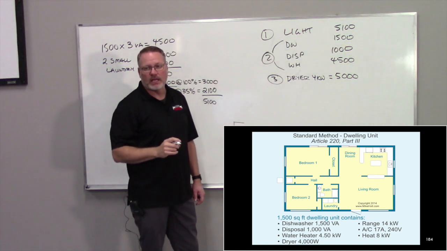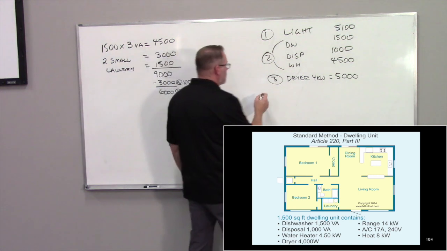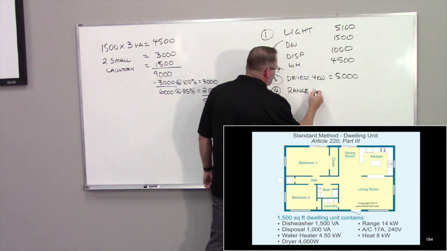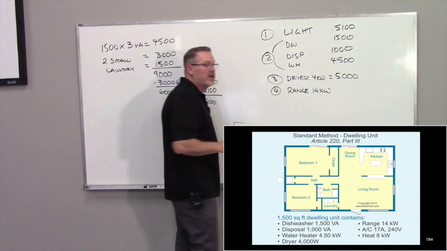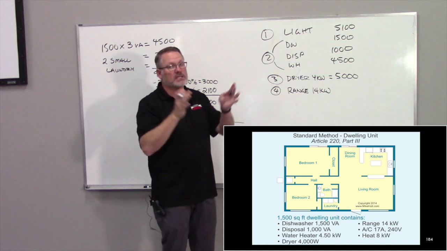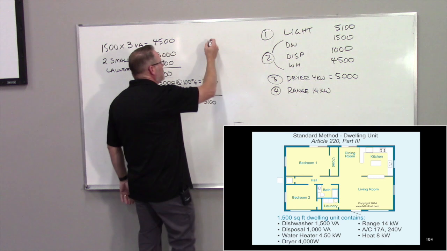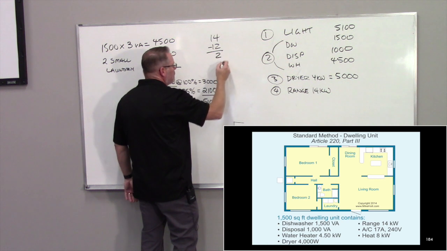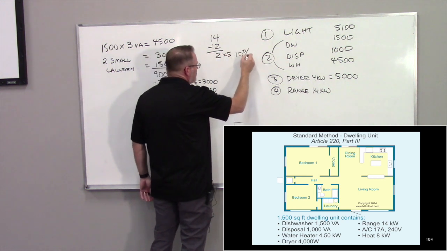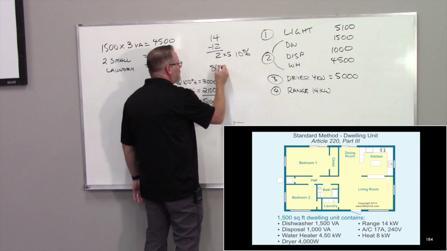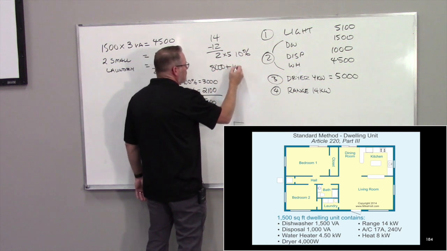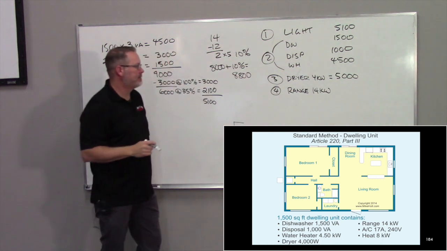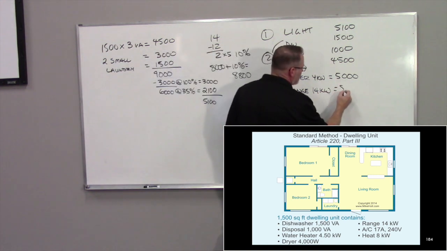And then what do we have left? We've got a range, and that's 14 kilowatts. That doesn't fall into column C, that falls into column C plus. So we have to figure out how many kilowatts we have over 12 kilowatts. That's 2. 2 times 5 is a 10% increase. So we're going to take our 8,000 in column C plus 10%, and that's going to give us 8,800. We'll use the value of 8,800 right here.